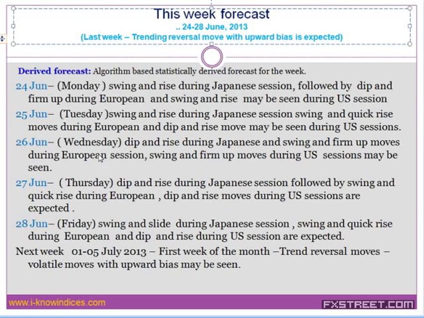Then on the 26th and 27th, they will initially make a dip or a drop during the Japanese session, followed by swing and firm up and swing and rise moves, quick rise moves. And in the US session they could make a swing and firm up and a rise move on Wednesday and Thursday. So on Wednesday and Thursday they are expected to make some aggressive moves in the market. A dip can turn out to be a very big drop or an extended drop because it is month end and quarter end.